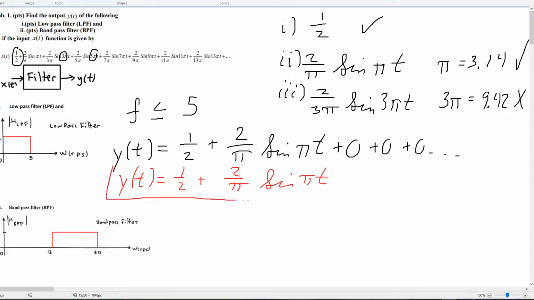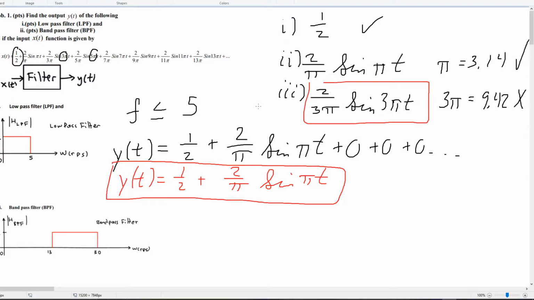This is a fairly simple problem. All you have to do is look at the pi values, whatever is in the sine over here, and compare it to the frequency. And you can see on the answer key, he actually revised the question. It originally included 3 pi, but 3 pi was just over 5, so he corrected that already.